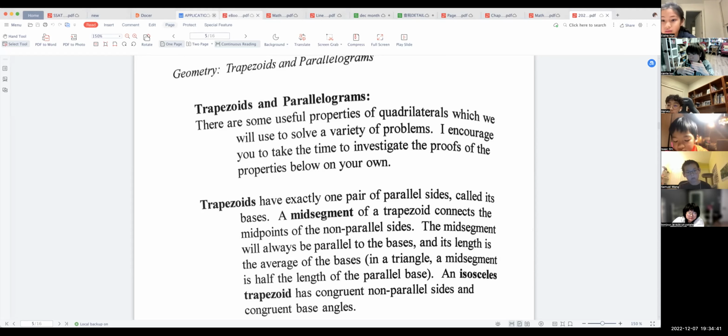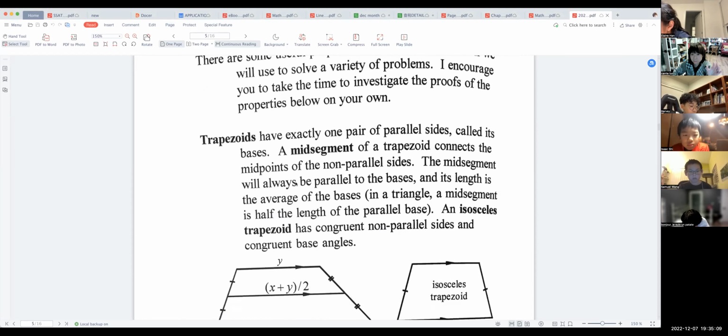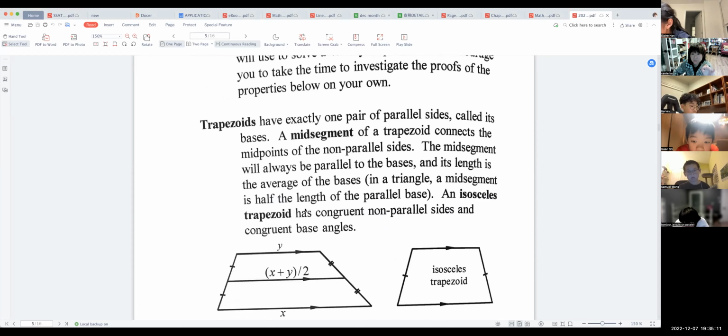Understand? Trapezoid 只有一对平行线，但是 parallelogram 有两对平行线。Have you understood? So if somebody asks you what is the difference between trapezoid and parallelogram, that is the difference. Okay, Harvey, you understand? Okay, Elaine, good? Okay, good. Okay, so trapezoid has exactly one pair of parallel sides called its bases. A mid segment of trapezoid connects the midpoints of the non-parallel sides.